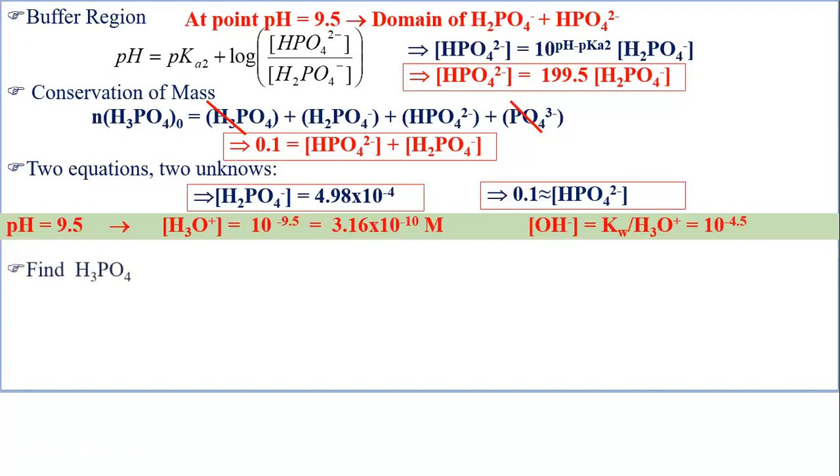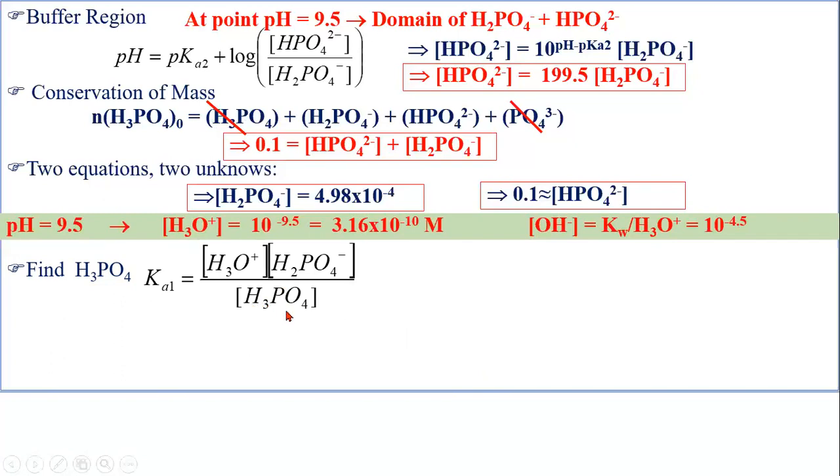Once you have the H plus concentration, we go ahead and find H3PO4 in my solution. You could also use Henderson, by the way, for this, but we are going to use the Ka1 expression for the H3PO4. You can write the equation, but you should all already know this.